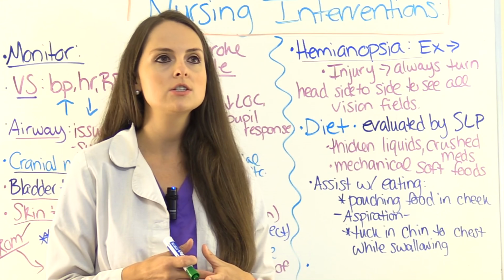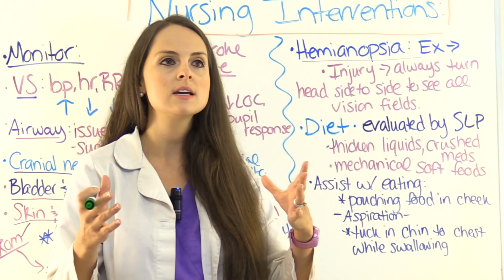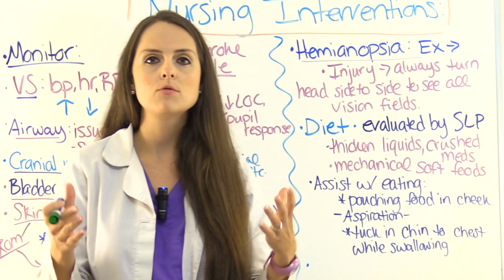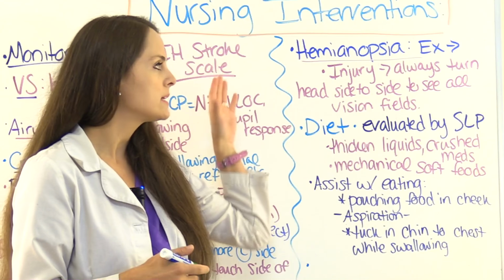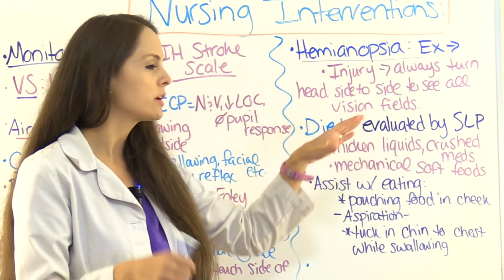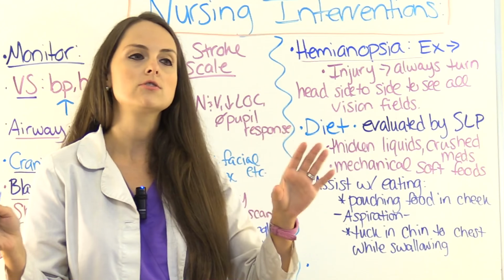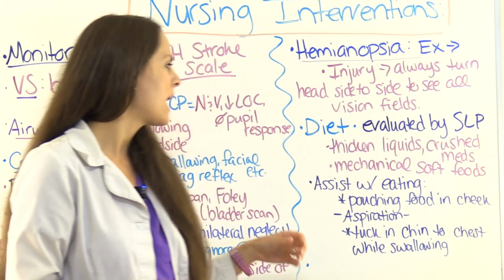So to assess for this, you want to show a patient something and tell them to describe what they see if they are having abnormal vision, and teach them to prevent injury to always scan the head side to side, to always look in all the visual fields to make sure that they're not going to run into something or fall or something like that.